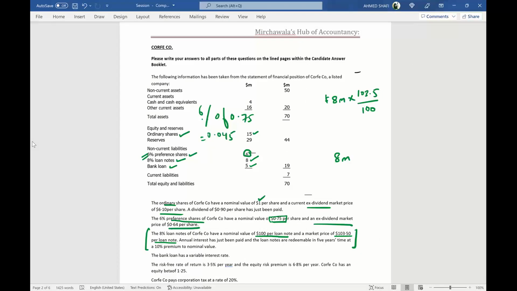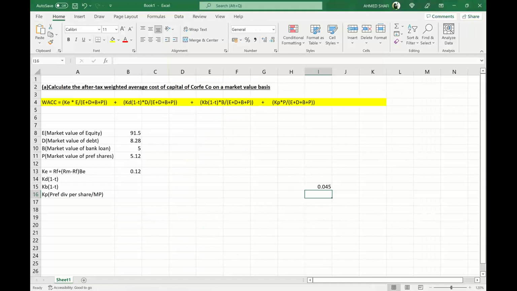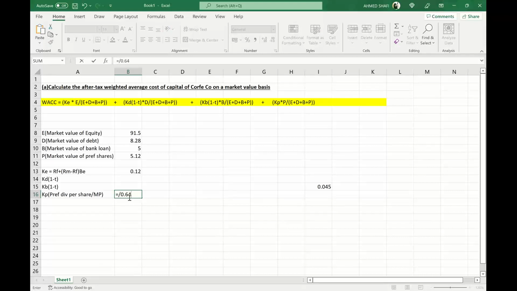Upon the market price of preference shares. What is the market price of preference shares? 0.64. Okay. To find KP, cost of preference shares, we take preference dividend per share over market price of preference shares. The market price is 0.64, and the preference dividend per share is 6% of the par value, the nominal value of 0.75. This makes preference dividend per share over market price, 0.045 over 0.64, approximately 7%. You can note this.